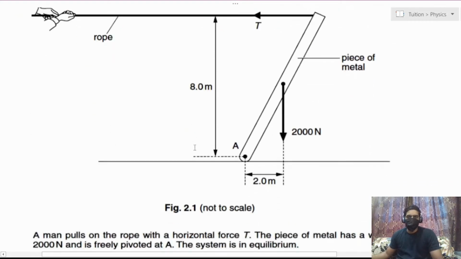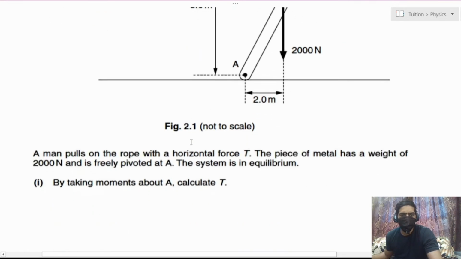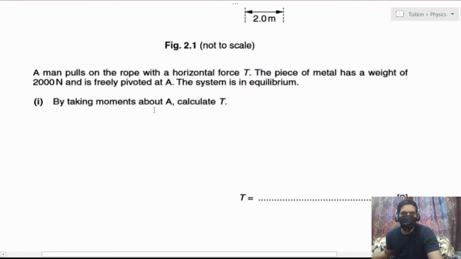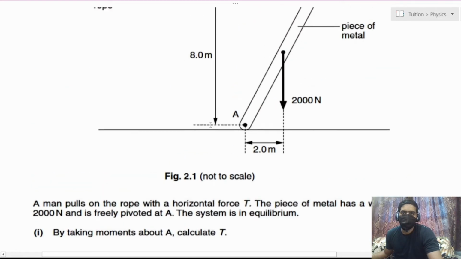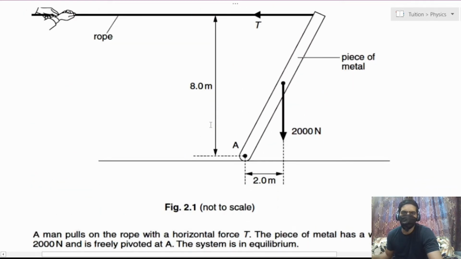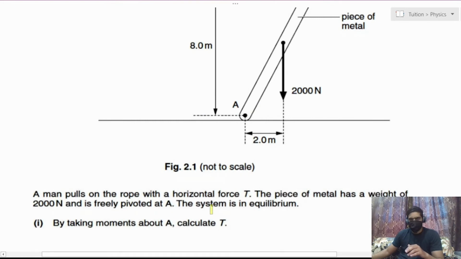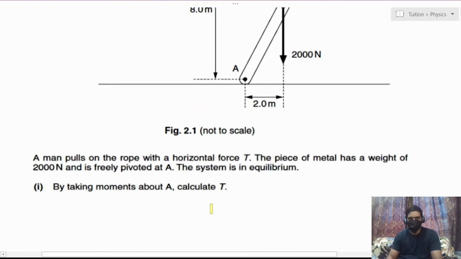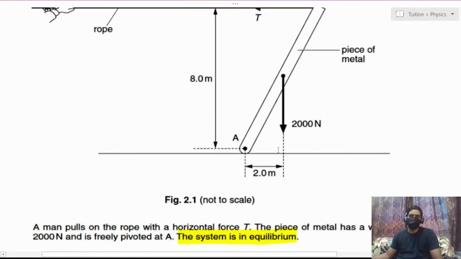All right, so the next part, by taking moments about A, calculate T. So you need to find the force T, and whenever you get a situation like this, it is obvious that you need to apply the principle of moment. And how do we know that we can apply the principle of moment? Because the principle of moment can only be applied if the system is in equilibrium, and they have stated that yes, the system is in equilibrium. So that means we can safely apply the principle of moment.